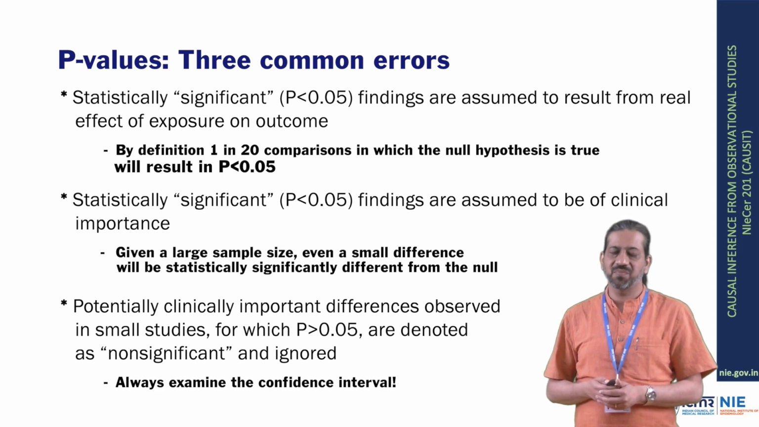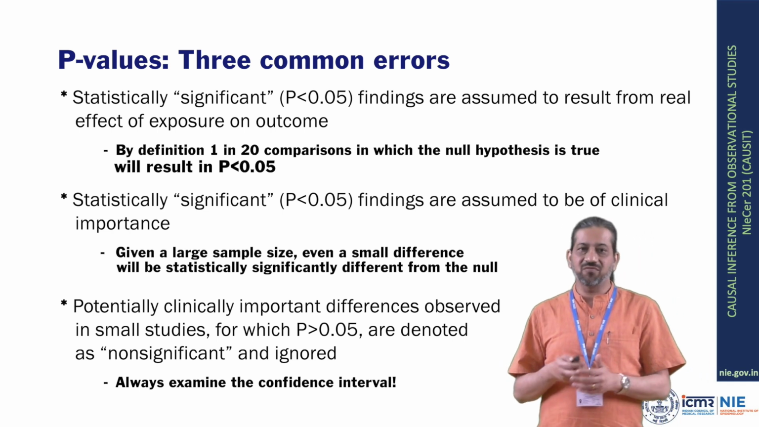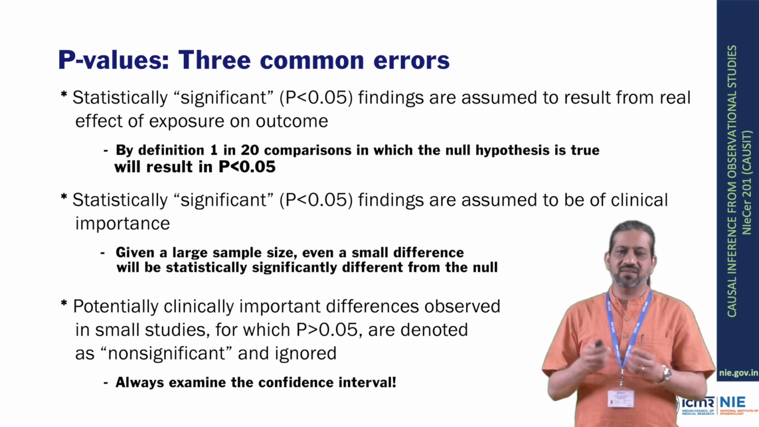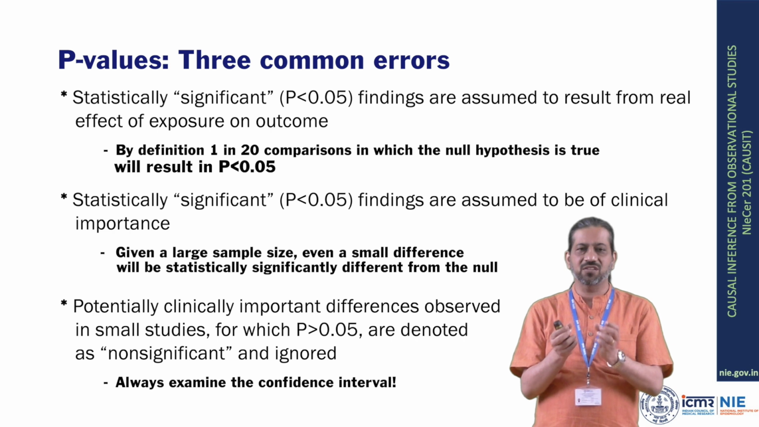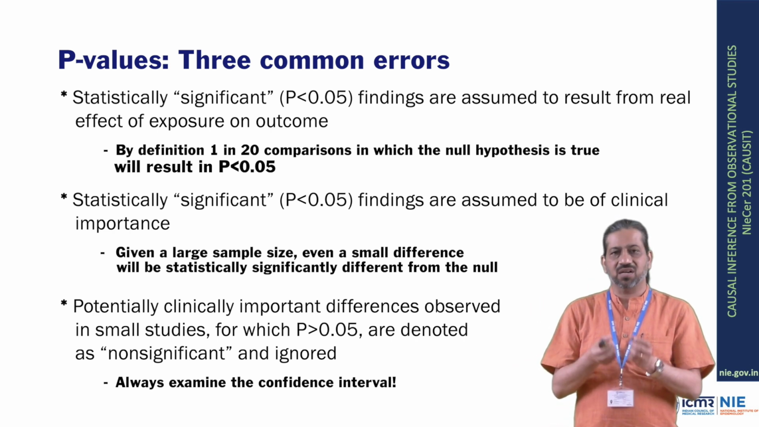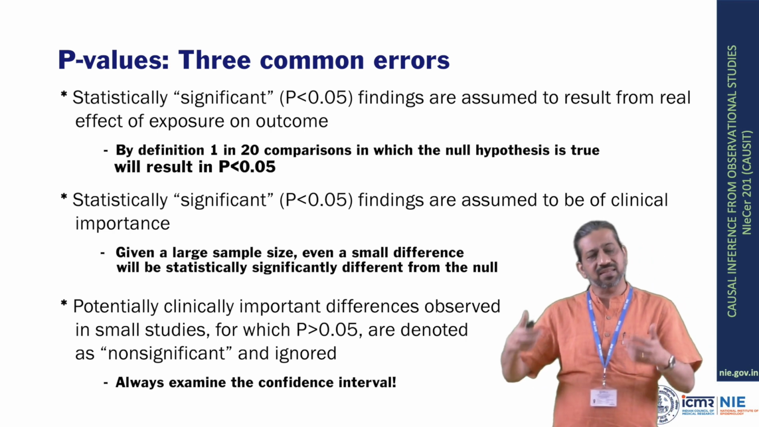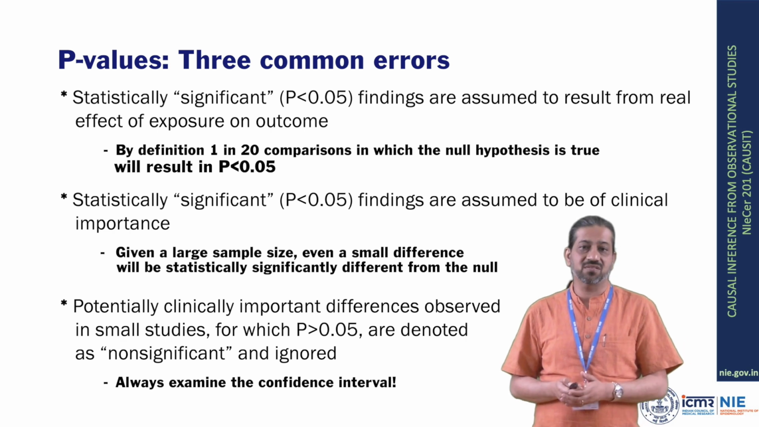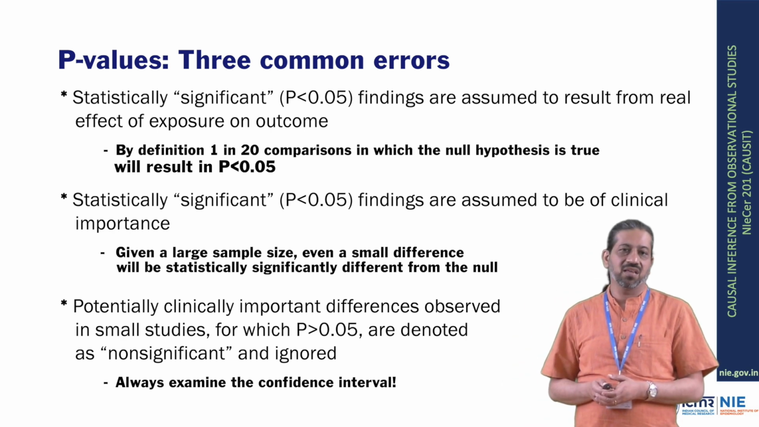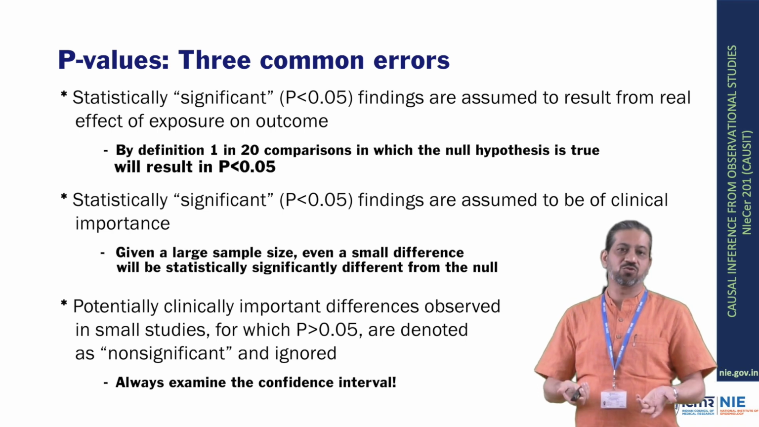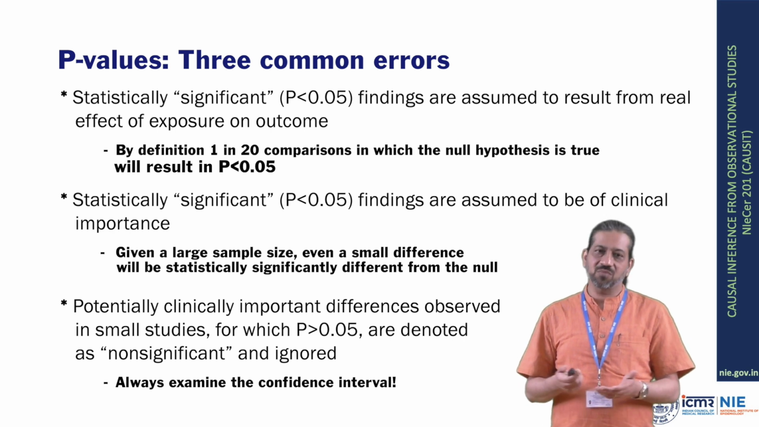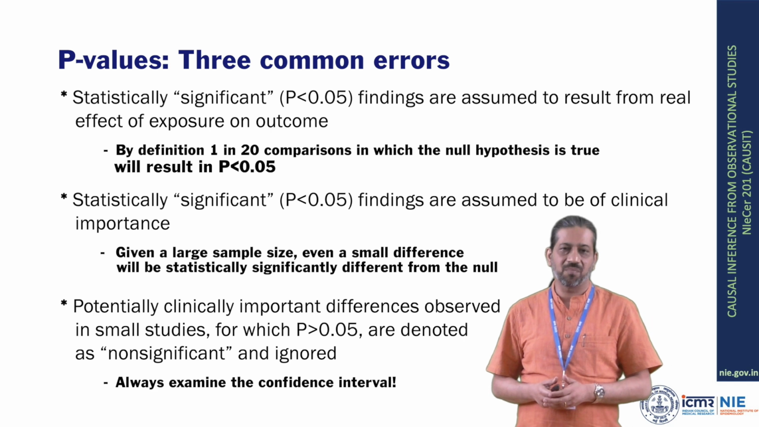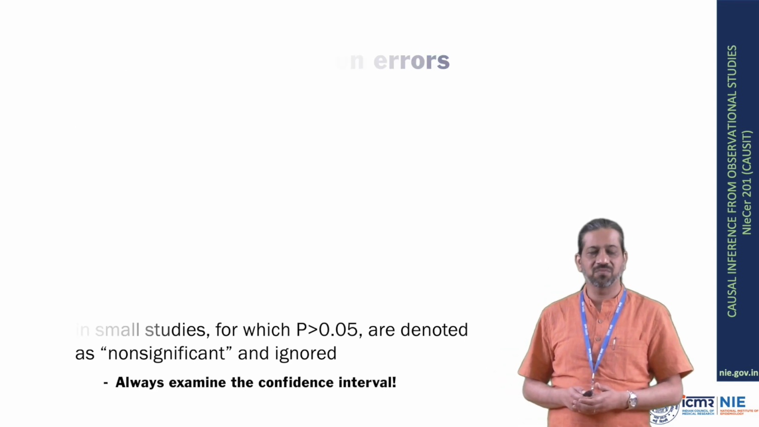Again, statistically significant results may not necessarily be of any clinical importance. We may get statistically significant results even with studies of very large sample sizes, where even very small differences between the two groups, which may not really be of clinical or public health importance, may come out to be statistically significant, but that may not be of any use. We can also see potentially clinically important differences which, because of the smaller size of the study, give p-values more than 0.05, which are usually denoted as non-significant and ignored. We should not be doing this. In fact, it is better to examine what are known as confidence intervals to come to a final conclusion about the study results rather than just depending on the p-values.